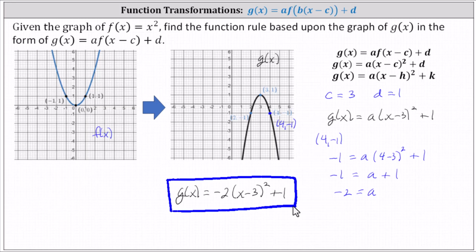Let's also discuss how we can determine the value of a by analyzing the graph of f of x and g of x. Looking at the function f of x, starting at the vertex, notice if x increases by 1, y, or the function value, increases by 1. But if we compare this to the transformed function g of x, notice if x increases by 1, the y value decreases by 2. And we have to multiply 1 by negative 2 to obtain negative 2, which is why a equals negative 2, which results in a vertical reflection as well as a vertical stretch by a factor of 2. I hope you found this helpful.